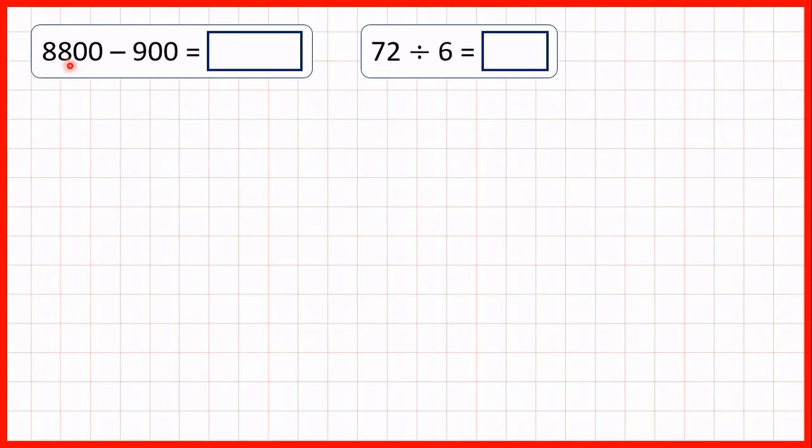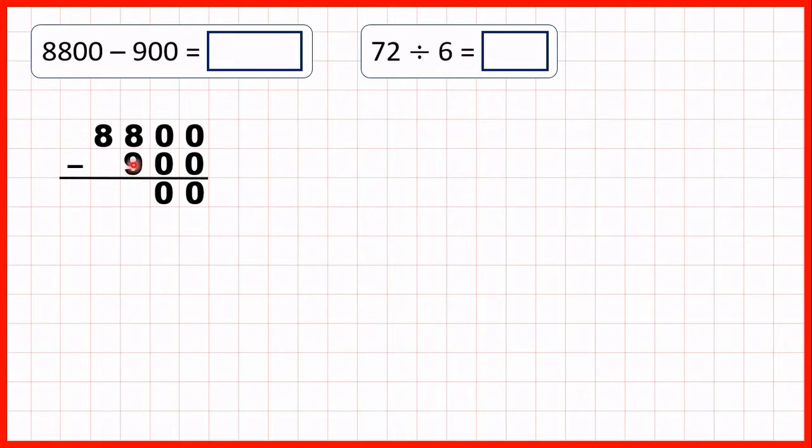Now 8,800 minus 900. So we can write this out as a column subtraction. 0 minus 0 is 0, 0 minus 0 is 0. We can't do 8 minus 9, so we go to the left, 1 less, 1 in front. 18 minus 9 is 9, and 7 minus nothing is 7. So our answer is 7,900.